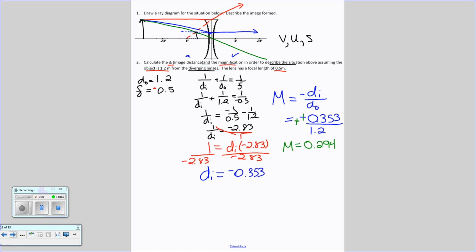All right, so let's see if we can describe it. DI is negative. It's a virtual image. Now magnification is positive, so it's upright. It's also upright because DI is negative, and if it's virtual, it is upright. And magnification is less than 1, so it is smaller. And if you look, both things are described the same. So it all works out beautifully.